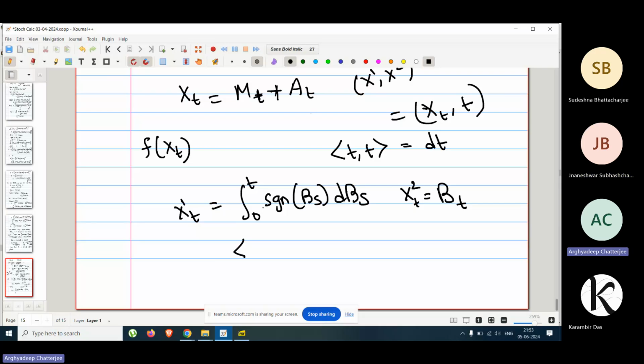Yeah, so what I am saying is you can show that dxt1 dxt2 is just given by dt, because they will have the same martingale part.